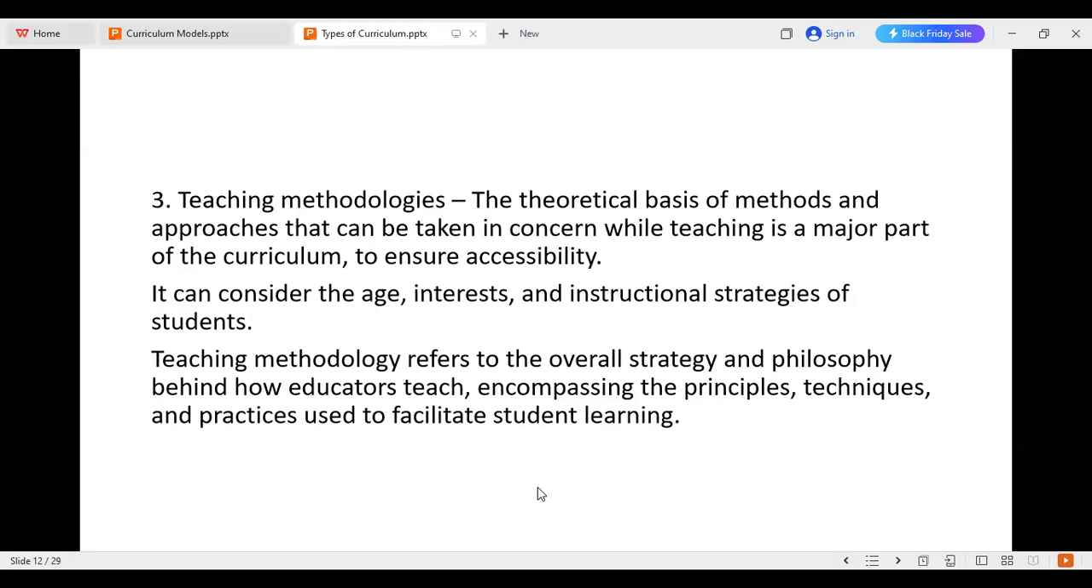Teaching methodology refers to the overall strategy and philosophy behind how educators teach, encompassing the principles, techniques, and practices used to facilitate student learning.